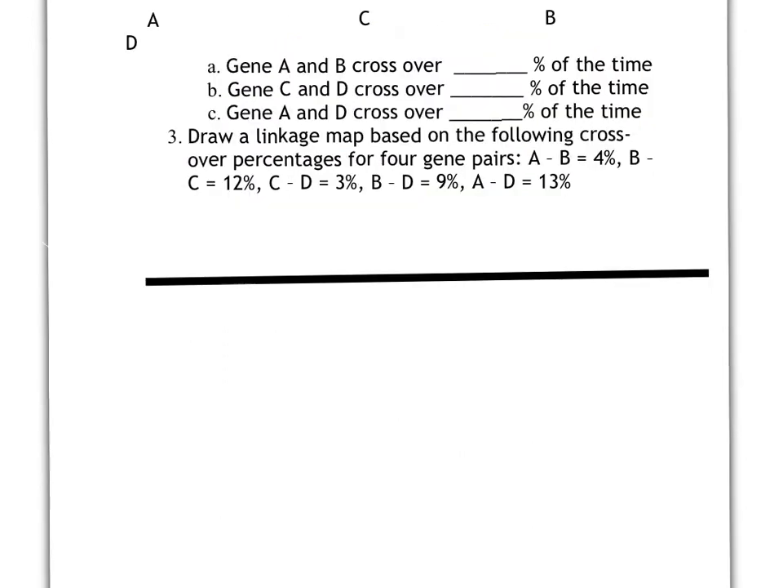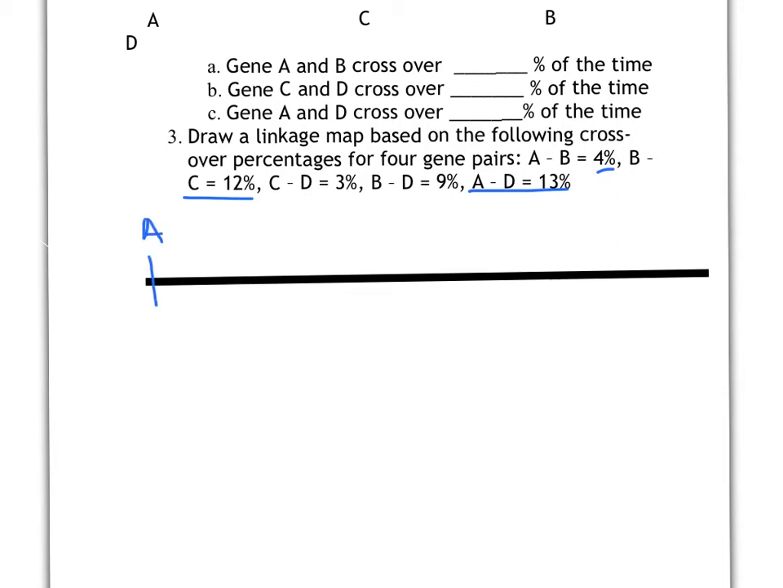Now I'm asking you guys to create your own linkage map based on the following crossover percentages. So the crossover percentages equals the distance between the genes. So 4%. This is kind of like critical thinking. So 4%, that means A and B are close to each other. B and C are kind of far, but A and D are the farthest. So we have to use all of the information.